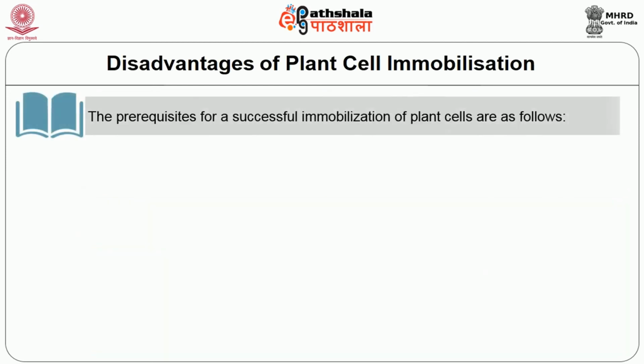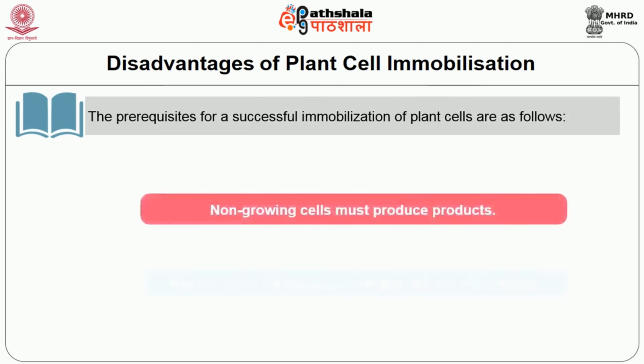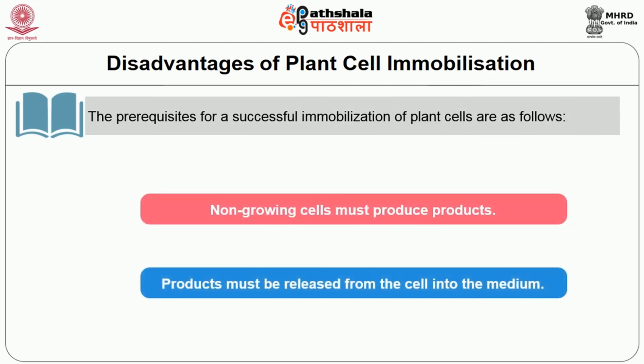The prerequisites for a successful immobilization of plant cells are as follows. That is, non-growing cells must produce products. Products must be released from the cell into the medium. To conclude, over the past few years, the increasing demand for natural products in the food industry has encouraged remarkable efforts towards the development of biotechnological processes for the production of flavor compounds.